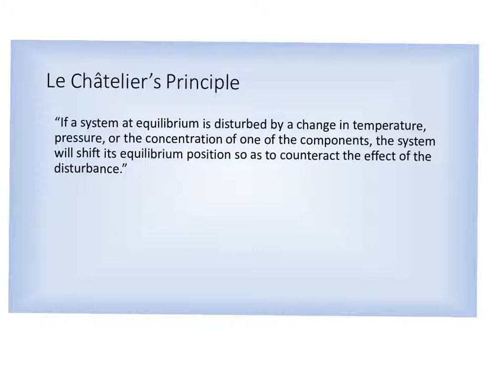So if I want to manipulate the system to force it to do something, like make more products or make more reactants, really we're using this principle to predict what the reaction is going to do in response to these changes.